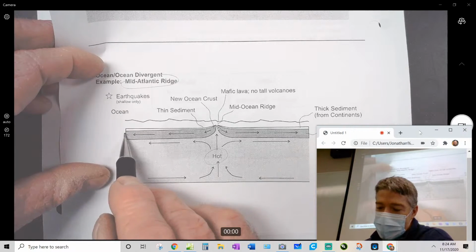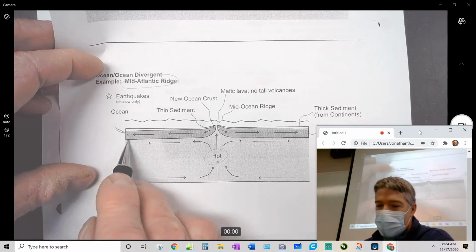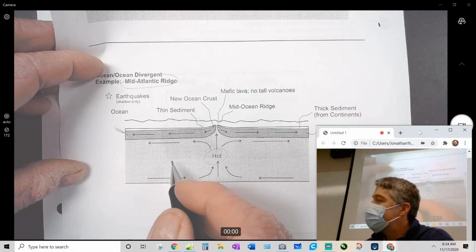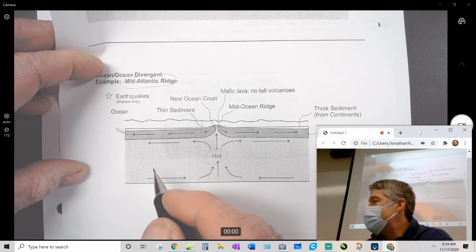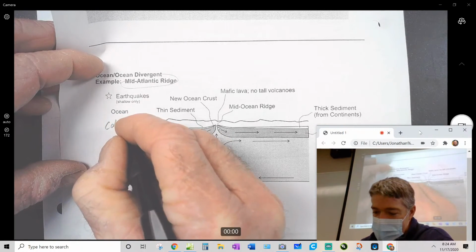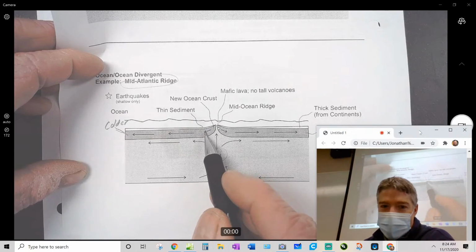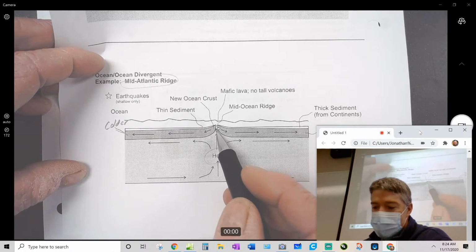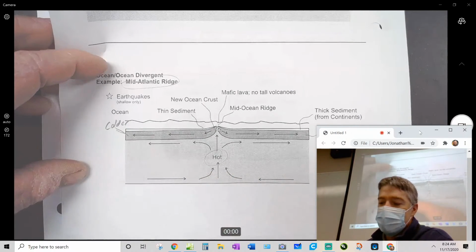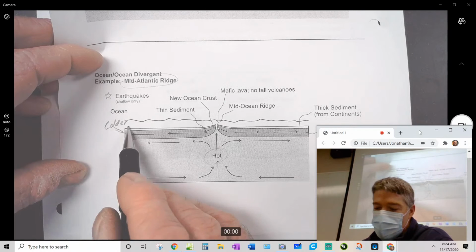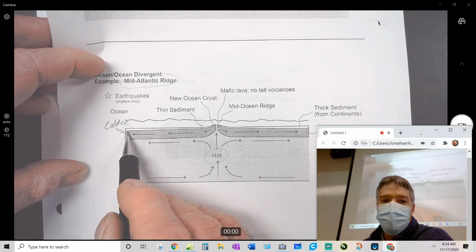Now right there, is this going to be warmer or colder here? Anybody? Anybody want to go out on a limb and guess? It's going to get colder. So as the rock ages and it moves away from where it cooled down and solidified, it gets colder and colder and colder. So putting all this together, the oldest ocean crust with the thickest sediment is the coldest.